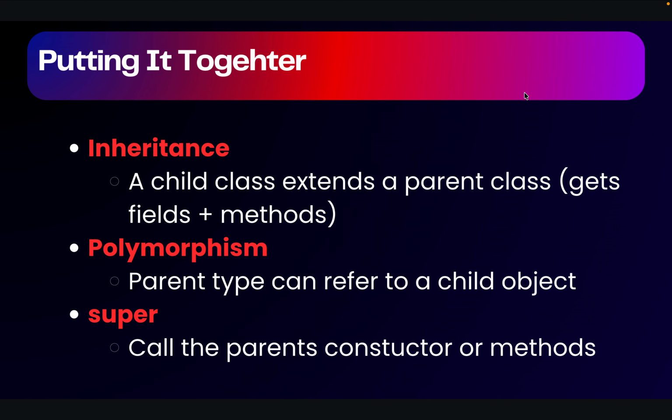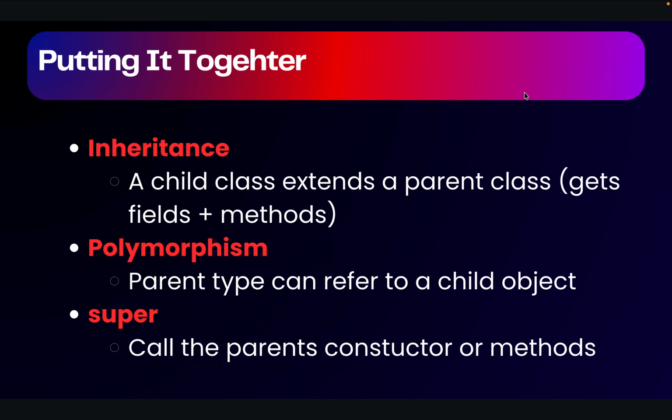So now to put this all together, inheritance is what allows a child class to extend a parent class, which basically means that we want to get their fields and their methods and reuse them within the child class. Polymorphism is when the parent type can refer to a child object. So we can use that parent as a data type in theory, and it will connect to that child object or that child class, which allows us to use the animal class or parent with any other animal child objects that we have, such as dog, cat, monkey, bird.